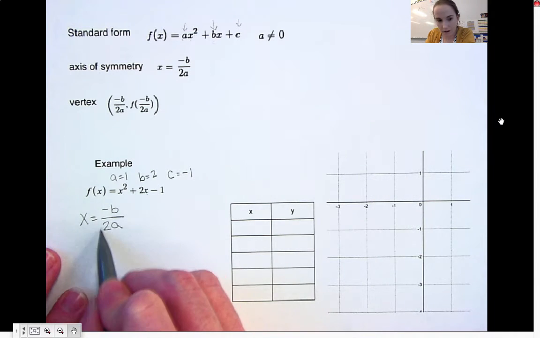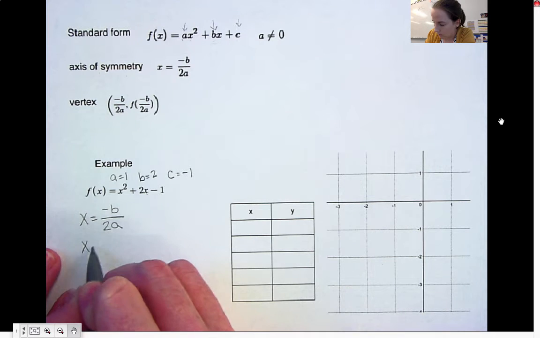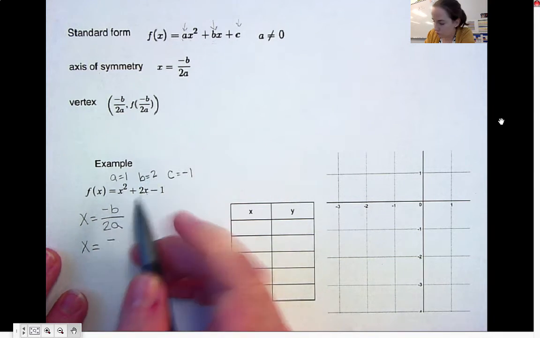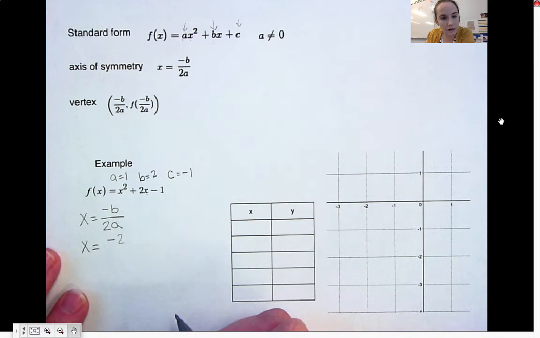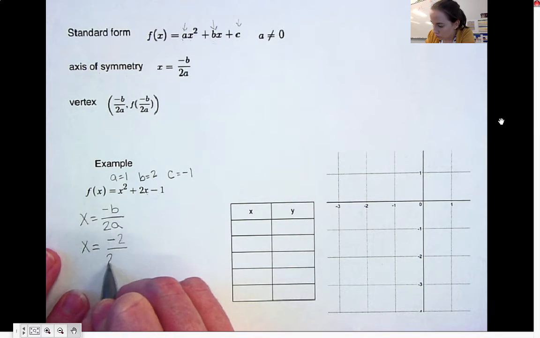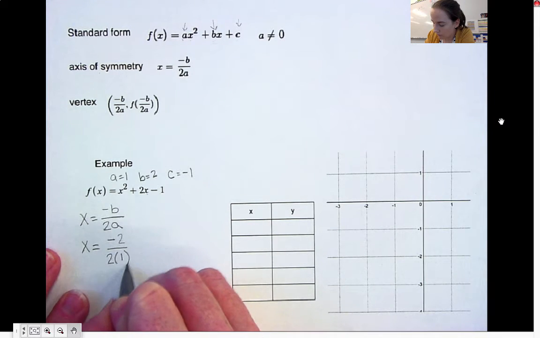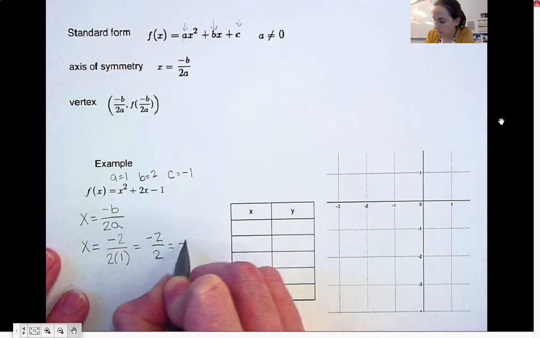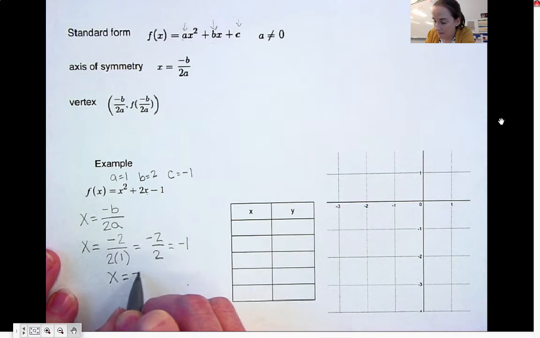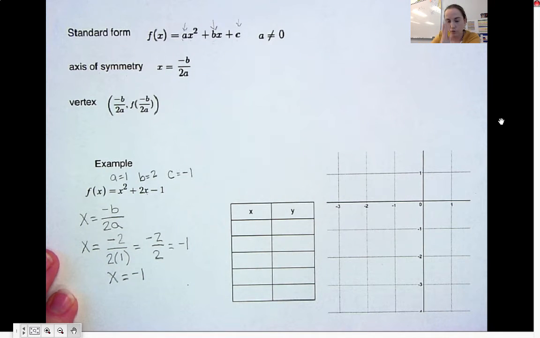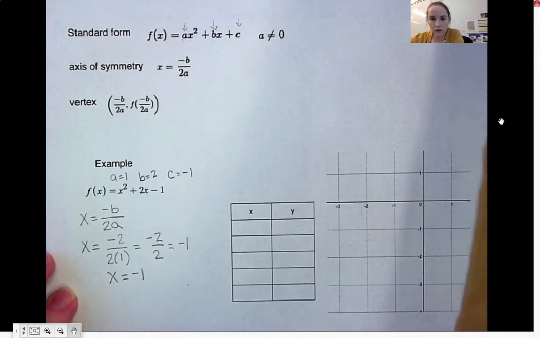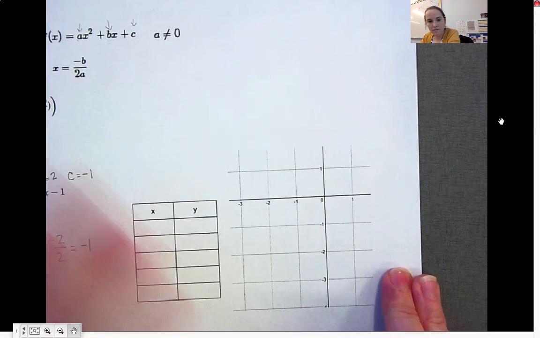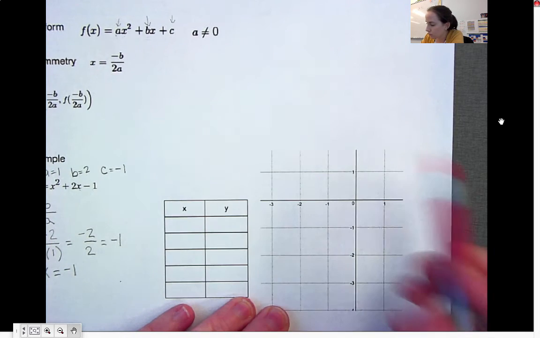So now I'm going to plug in whatever I need for this here. The opposite of b, so the opposite of +2 would in fact make it -2, over 2 times the a value, which is 1. Simplify, negative 2 over 2 is just negative 1. So there is an axis of symmetry, a line in which this function will be symmetrical that goes through negative 1. So I go over to my graph and I say, okay, where is x equal to negative 1?